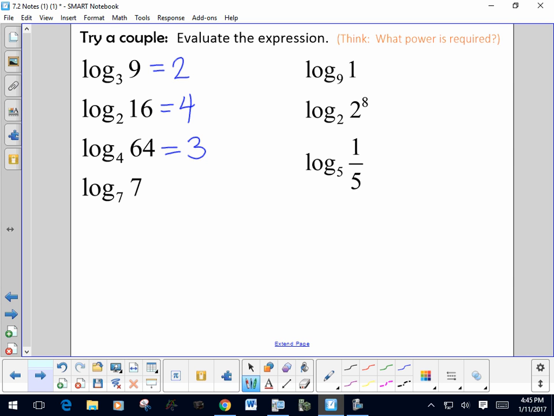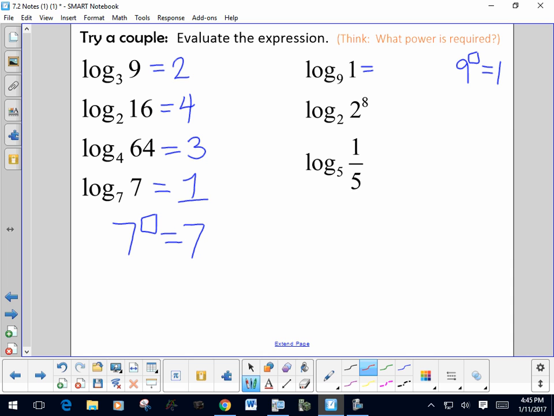Log base 7 of 7. We're thinking 7 to what power would give me the answer 7? Hopefully you can see that the answer is 1. Couple more. Log base 9 of 1. We're thinking what power of 9 is 1?